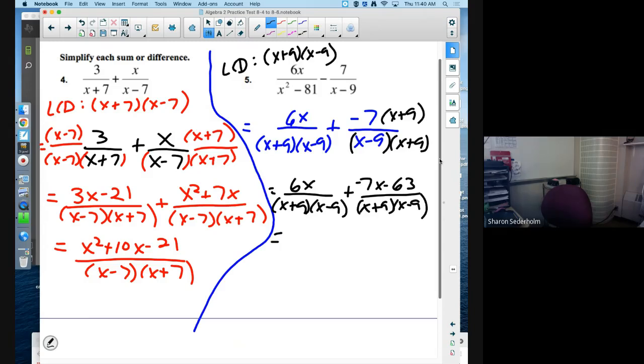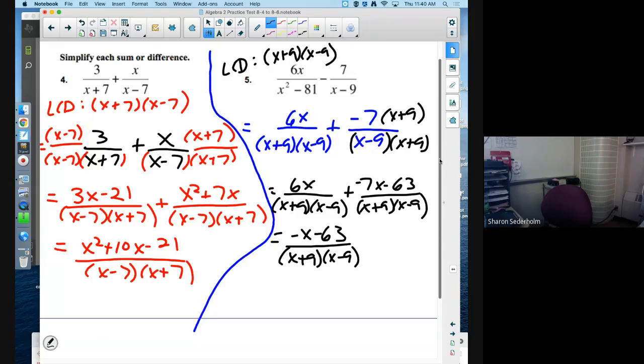Can we finally add them? Yeah, they have a common denominator now. So we can finally do what we needed to do, which was add. So that would give us negative x minus 63 over the quantity x plus 9 times the quantity x minus 9, unless we can do some factoring and some canceling.